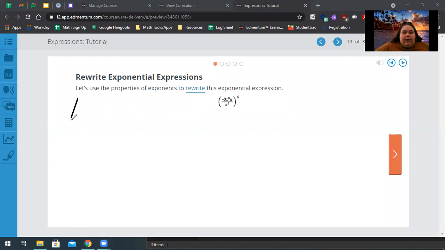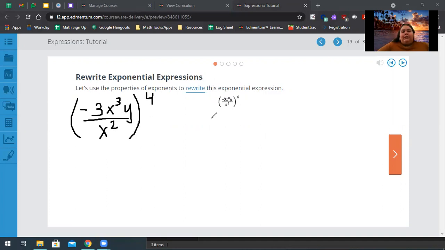So we have parentheses, negative 3x to the 3rd power times y, all over x to the 2nd power. Exponents are a little too small. And this is all raised to the 4th power. So the first thing I want to do is remove those parentheses, but I have this 4 here, so what I want to do with that 4 is distribute. Remember, this 4 is going to get distributed to everything inside the parentheses.